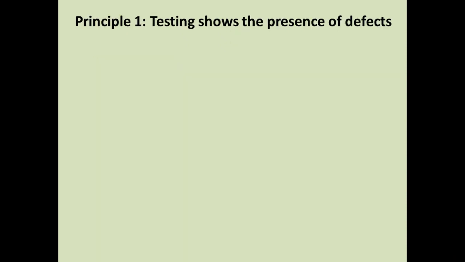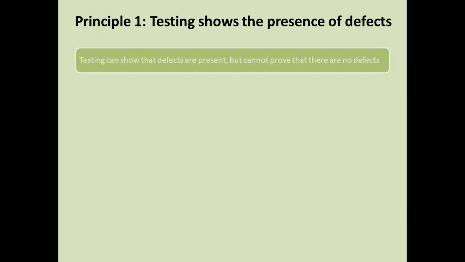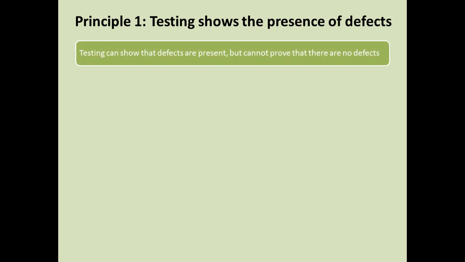So principle 1, testing shows the presence of defects. What does it mean? Testing can show that defects are present, but testing cannot prove that there are no defects in the software. So this principle means that when you are testing a software, you find defects. And that way you can say that there are defects in the software, but you can never say, you cannot prove, that there are no defects in the software.